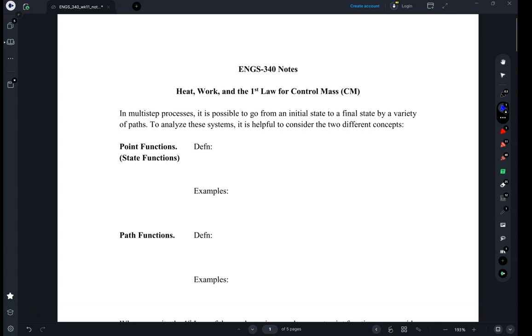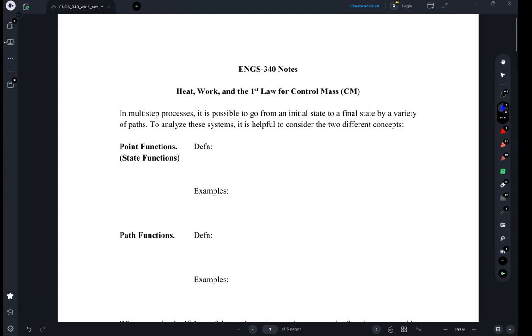Hi everybody. What we're going to do in this video is follow along this note sheet. If you don't have this printed out, you can find it on Moodle. And we're going to talk a little bit more in depth about how we can do control mass analysis, which is going to be similar but a little bit different to how we've been doing control volumes.